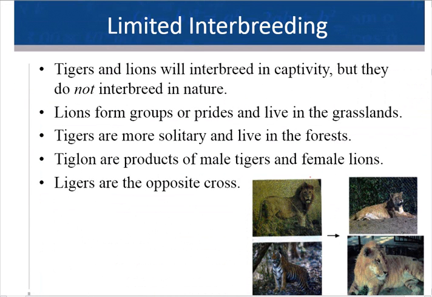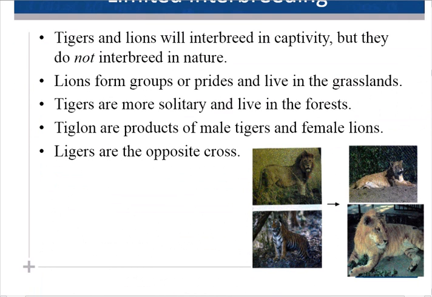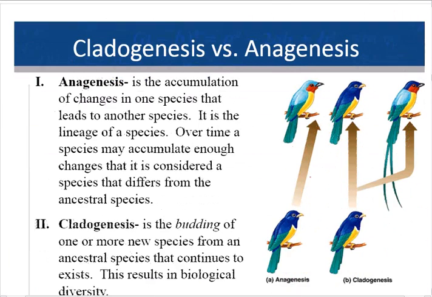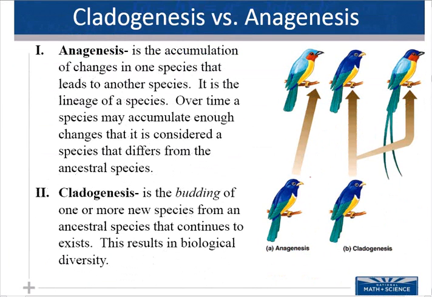Same idea with lions and tigers. They can produce hybrids like the pictures on the right, but it doesn't happen in nature, only in captivity, so these are separate species. If you're with me for our other discussions of evolution, you already know these terms. I'm just going to ask you to pause it here and make notes if you don't remember the difference between anagenesis and cladogenesis.